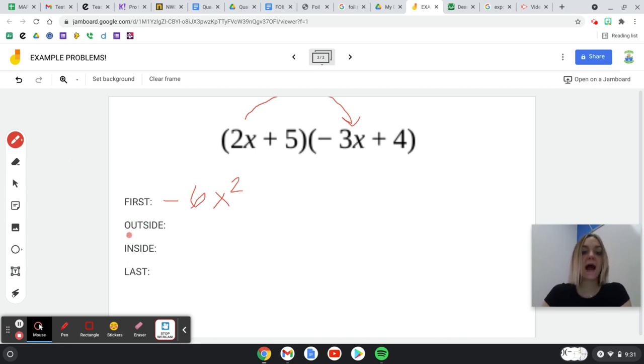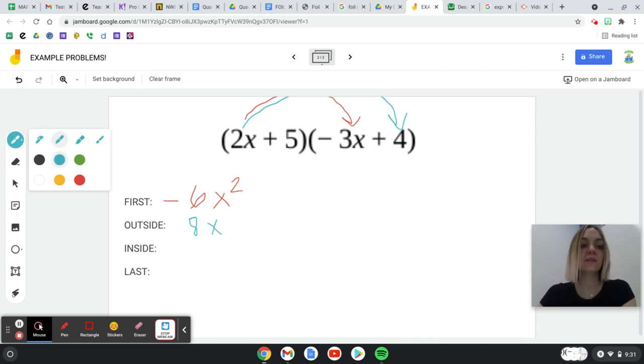Now I'm going to do my outside terms. So I've got 2x as one of my outside terms and 4 as my other outside term. So I'm going to draw an arrow from 2x to 4. I know that 2 times 4 is 8, and then the x just stays the same.